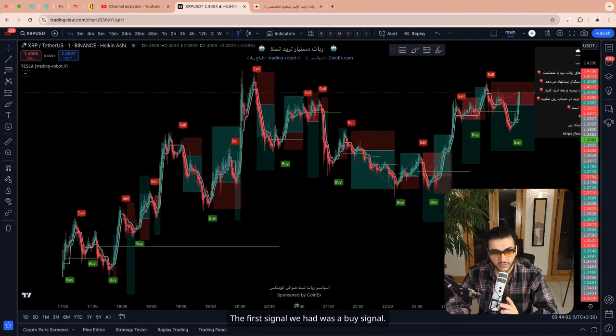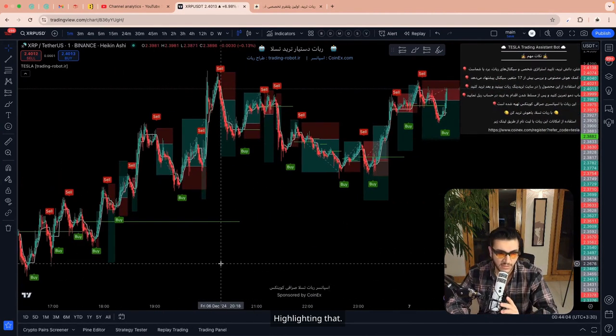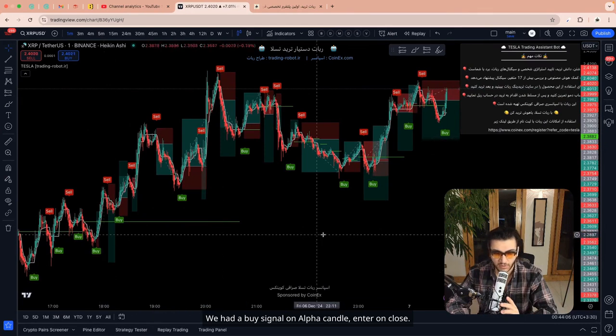Let's start from here. The first signal we had was a buy signal, highlighting that. We had a buy signal on alpha candle, enter on close.